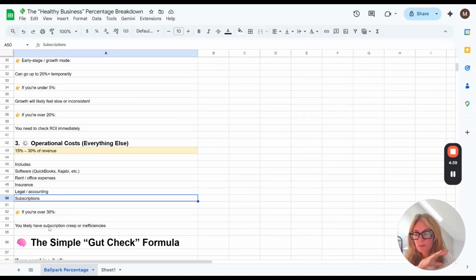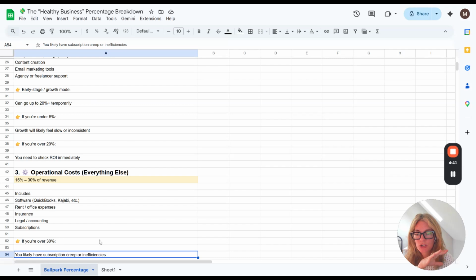If you're over 30%, you likely have subscription creep or inefficiencies in your business. I personally think 30% is pretty high. I try to keep mine down towards 20%, 15%. So if you go into your books and do a quick calculation and you're like, oh shit, I'm at 30% of revenue just on overhead, take a look and see if you've got subscriptions or things that you can cancel. That's going to give you an immediate profit boost.